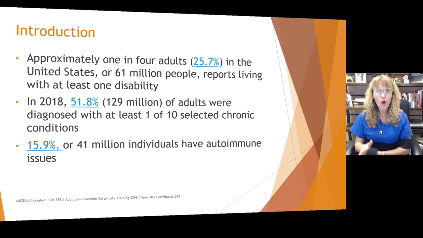Approximately 1 in 4 adults, or about 26% of people living in the United States, or 61 million people, report living with at least one disability. In 2018, 51.8%, or about 129 million adults, were diagnosed with at least one of 10 selected chronic conditions. And nearly 16%, or 41 million individuals, reported having autoimmune issues. So there are a lot of people that are struggling with chronic physical disabilities.